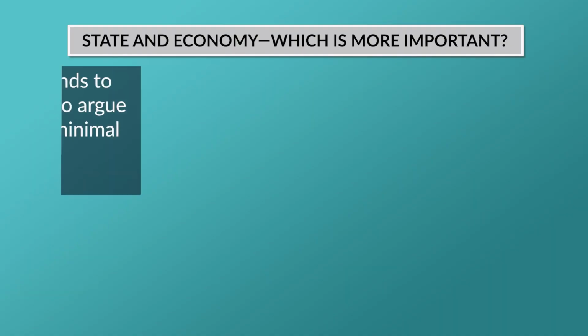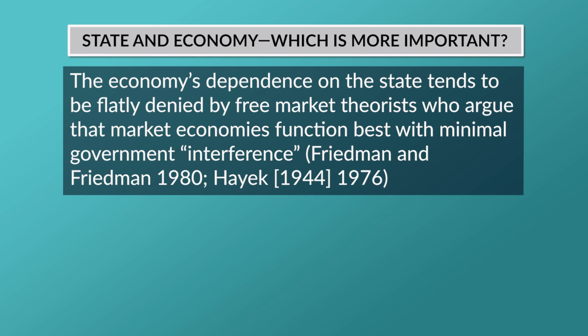This reciprocal case for mutual dependence is mostly contested. The economy's dependence on the state tends to be flatly denied by free market advocates who argue that market economies function best with minimal government interference. That government is the best that interferes the least.